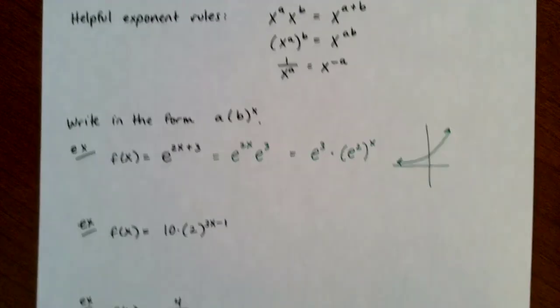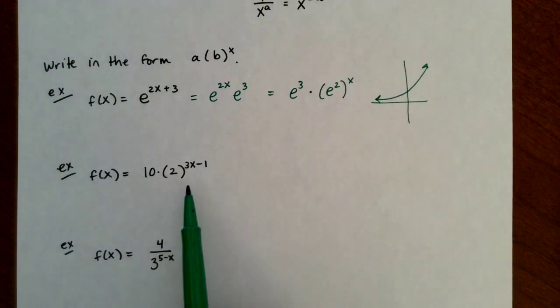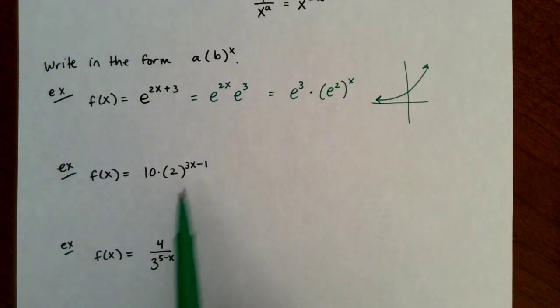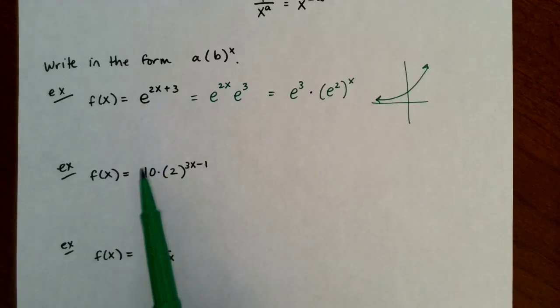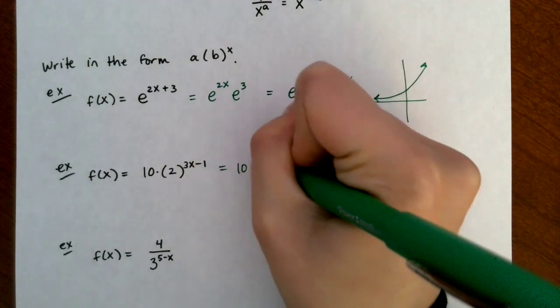All right, let's keep going with some more examples. Here we have 10 times 2 to the 3x minus 1. This will be very similar steps as the previous example. I just also have a times 10 out front, which will become part of the a in the answer.